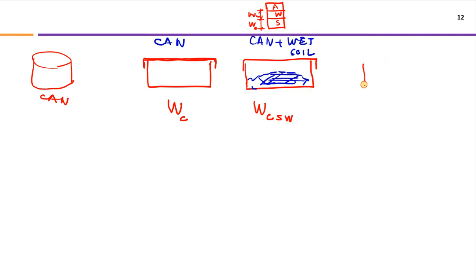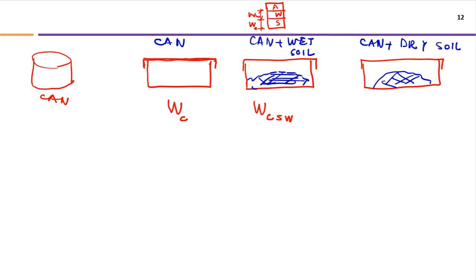Then we put this in the oven for minimum 24 hours, and after 24 hours, when it is in the oven and the temperature of the oven is above 100 degrees centigrade, mostly it is 110, close to 110, all the water in it is going to evaporate. So what will be left here is only the solids. So this is going to be our can plus dry soil.